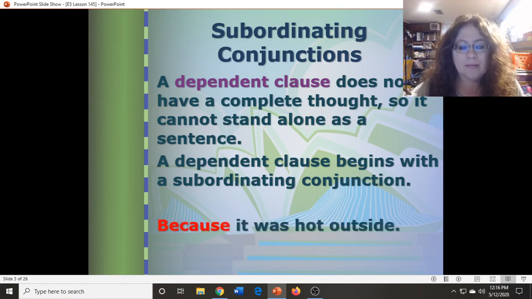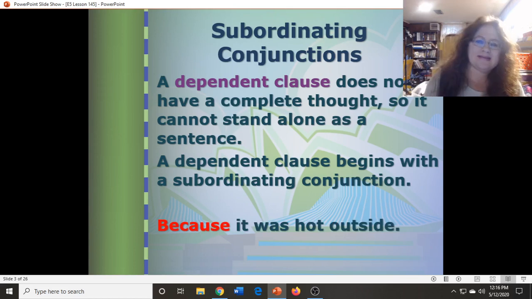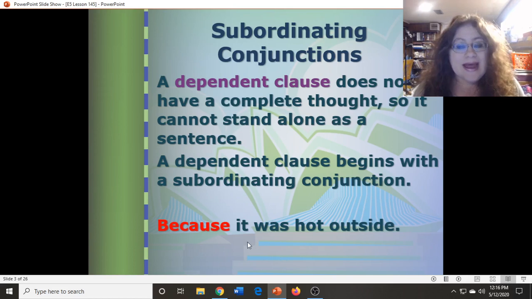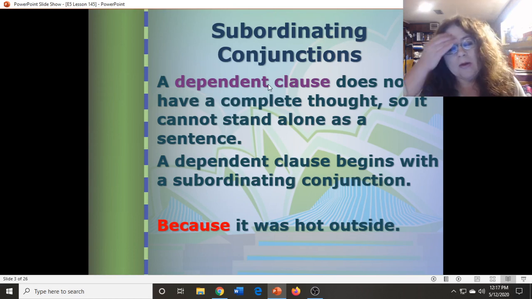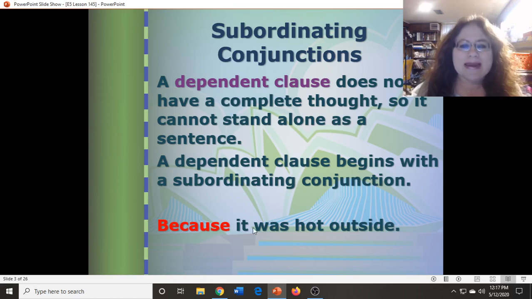Here is an example. Because it was hot outside. This is a dependent clause. It has a subject, it, has a linking verb, was, but it's not a complete sentence. It's dependent. The word dependent means you need someone else. You're dependent on something. So this clause cannot stand by itself. Because it was hot outside. Now, we don't know the answer to that. Because it was hot outside, what? That's why this is a dependent clause. And because is in red to show you that this is a subordinating conjunction.